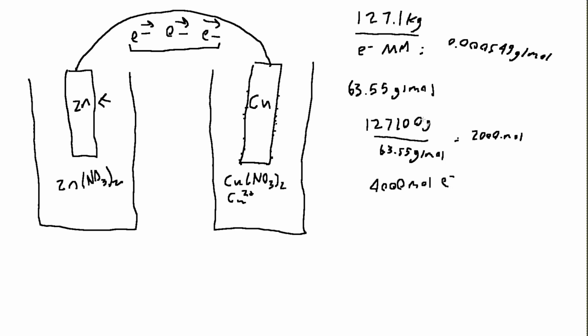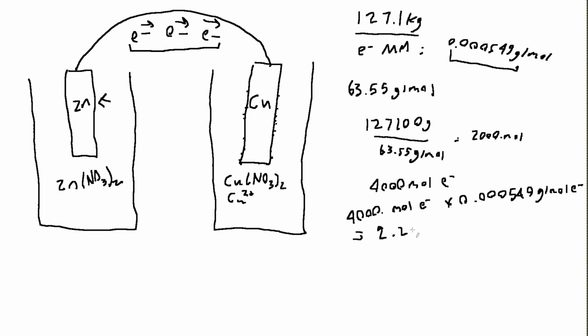Okay, so our last step is to multiply this by the molar mass we have here. So we have 4,000 moles electrons times 0.000549 grams per mole electrons. And you can do the math yourself. This ends up being about 2.2 grams.